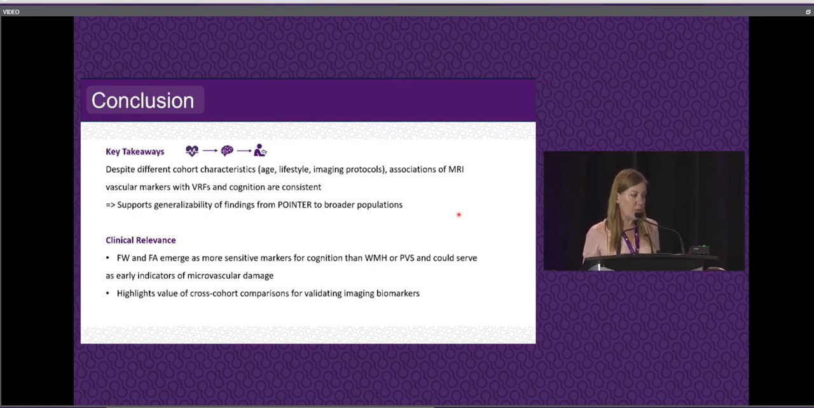So to summarize, despite the very different cohort characteristics between POINTER and Framingham, we found consistent association between all 4 MRI markers of vascular injury with vascular risk factors and with cognition, which supports the generalizability of findings from the POINTER study. In terms of clinical relevance, we also found that free water and FA seem to emerge as more sensitive markers for cognition as compared to white matter hyperintensities and PVS. And all this work also highlights the value of cross-cohort comparison for validating imaging biomarkers.